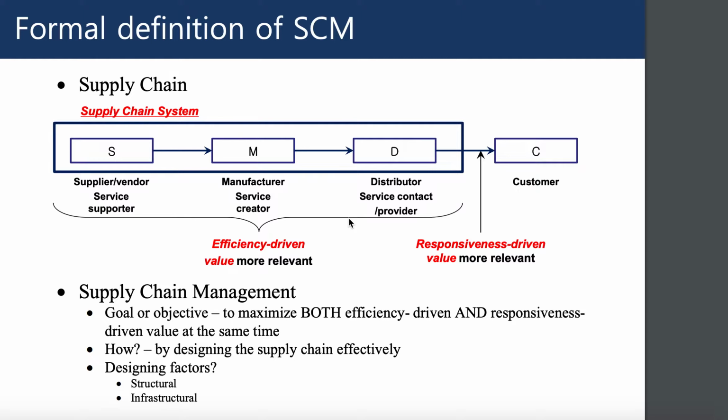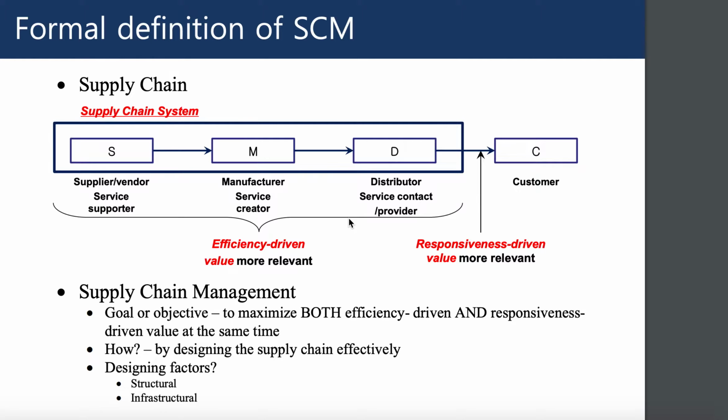So it can be a bit contradictory to ensure both efficiency and responsiveness, because responsiveness may also relate to flexibility, which is how tolerant your product is to uncertainties in the market. So our goal objective for every company is to maximize both efficiency-driven and responsiveness-driven value at the same time. How? By designing our supply chain effectively. So in lecture 6, our main focus is on how to ensure an effective supply chain.